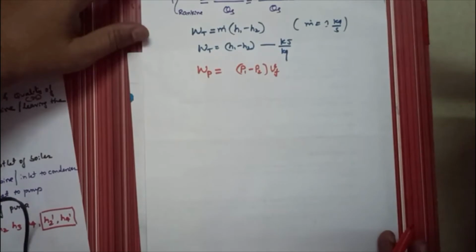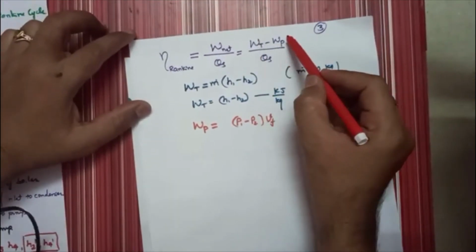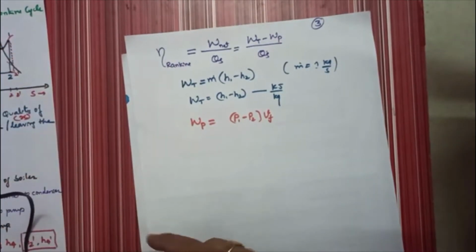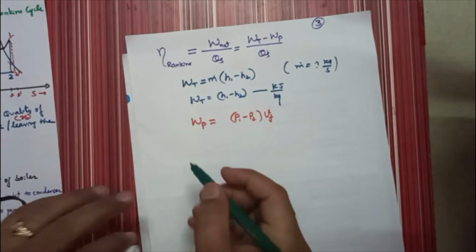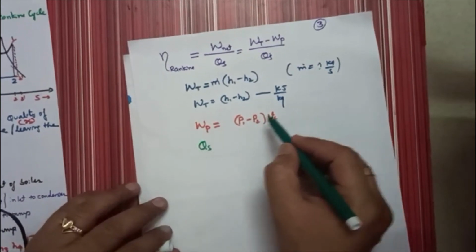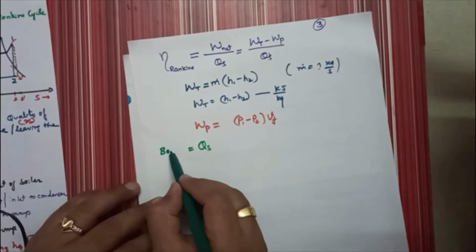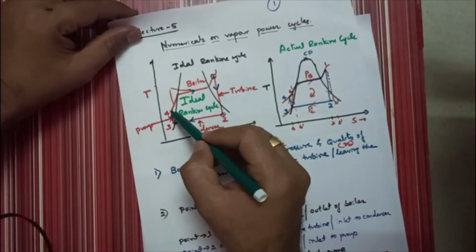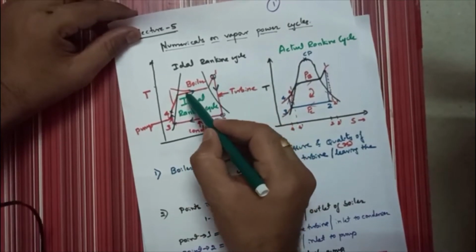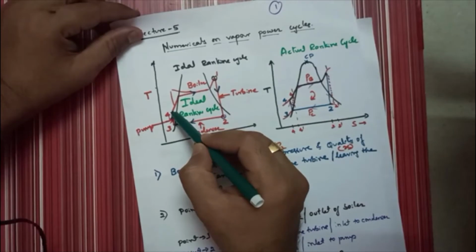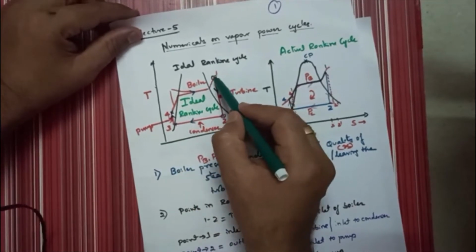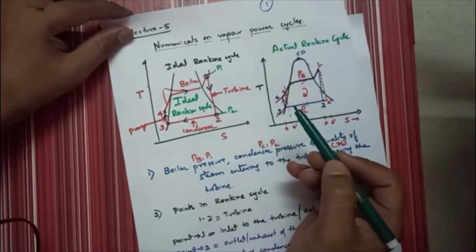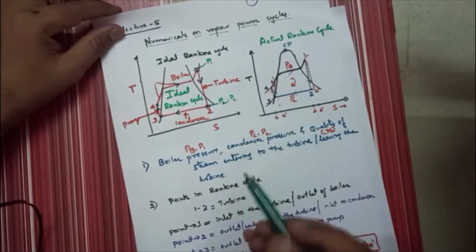Okay, next, Wt is over, Wp is over. Now Qs. What is Qs? Qs is nothing but heat supplied to the water. It is in the boiler. So the heat supplied process is between 4 to 1. This 4 to 1 is the entire heat supplied process, so it is at constant pressure, the boiler pressure P1.